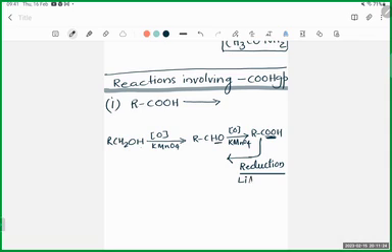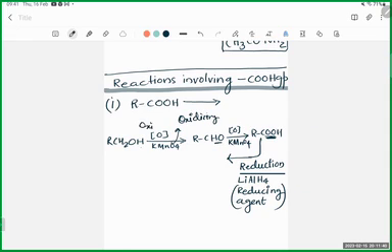For example, lithium aluminium hydride is the reducing agent. We can do this, correct? Hriday, are you able to understand? Yes, ma'am. Like how we have KMnO4 as the oxidizing agent. Correct, this represents an oxidation reaction. So oxidation happens in the presence of an oxidizing reagent.